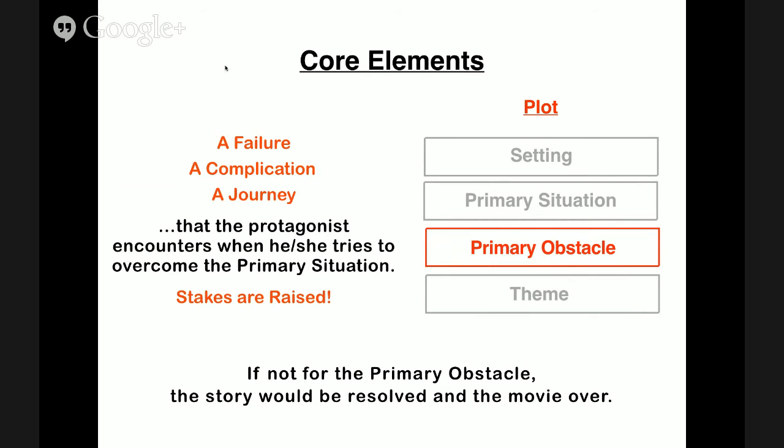That's the primary obstacle. When we start going into Die Hard and pointing out what's what in the scope of Die Hard, I think it'll solidify these things a little better.